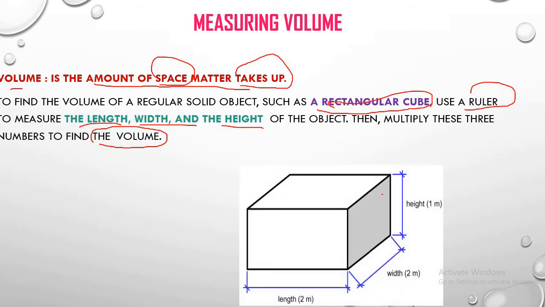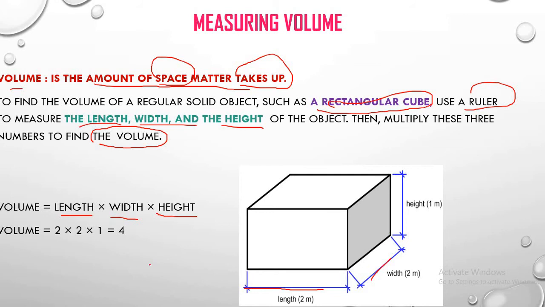Look here, if I want to measure the volume of this rectangle, I multiply the length by width and by height. So length times width times height equals the volume. So the volume of the rectangular cube is 2 times 2 times 1 equals 4. Excellent.